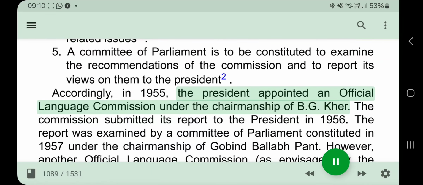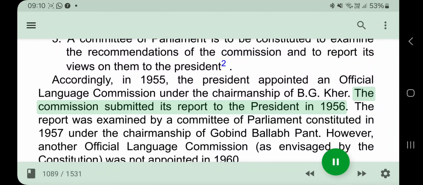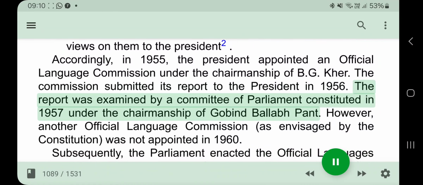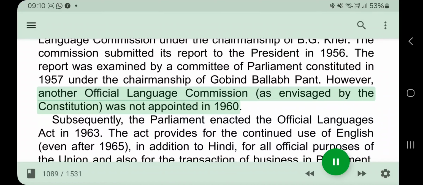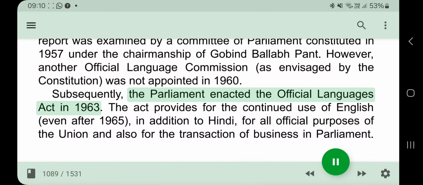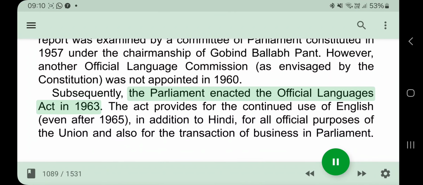Accordingly, in 1955, the President appointed an Official Language Commission under the chairmanship of B.G. Kher. The commission submitted its report to the President in 1956. The report was examined by a committee of Parliament constituted in 1957 under the chairmanship of Gobind Ballabh Pant. However, another Official Language Commission, as envisaged by the Constitution, was not appointed in 1960. Subsequently, the Parliament enacted the Official Languages Act in 1963.